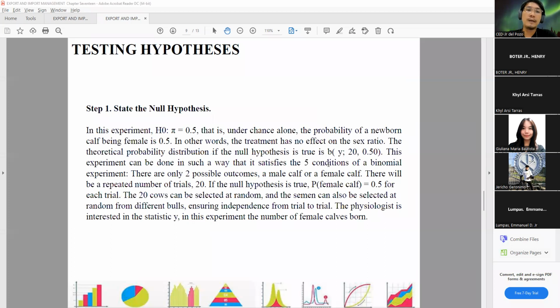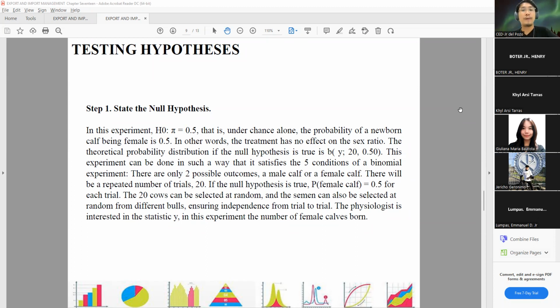For step 1, you state the null hypothesis. In this experiment, the probability of success is 0.5. That is under chance alone. The probability of a newborn calf being female is 0.5. In other words, the treatment has no effect on the sex ratio. The theoretical probability distribution, if the null hypothesis is true, is binomial with n = 20 and pi = 0.5. This experiment can be done in such a way that it satisfies the 5 conditions of a binomial experiment.